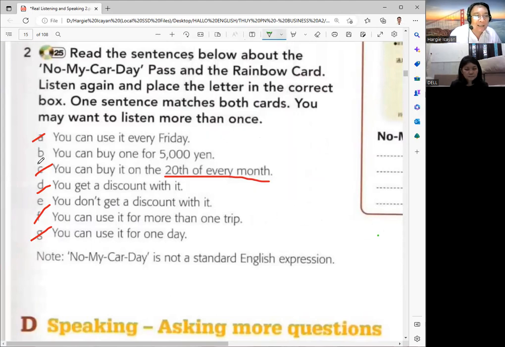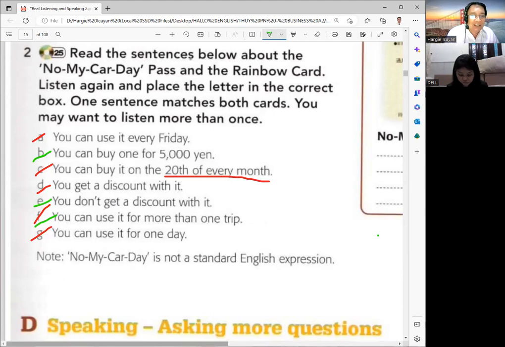Okay, one, you can buy it for 5,000 yen. Okay? And then there's another one. You don't get a discount with it. So there would be no discount on that. And then there's another one. You can also use that for more than one trip. Okay? Okay, so look at this one.